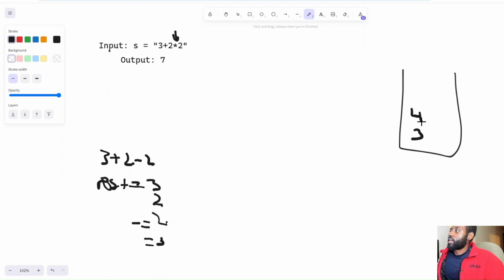And add this instead, which is the result of their multiplication. This is what we just had, 4. So at the end, after we've evaluated all the characters of the whole string, everything that's in the stack we can just add up. This case was pretty simple, very simple actually.